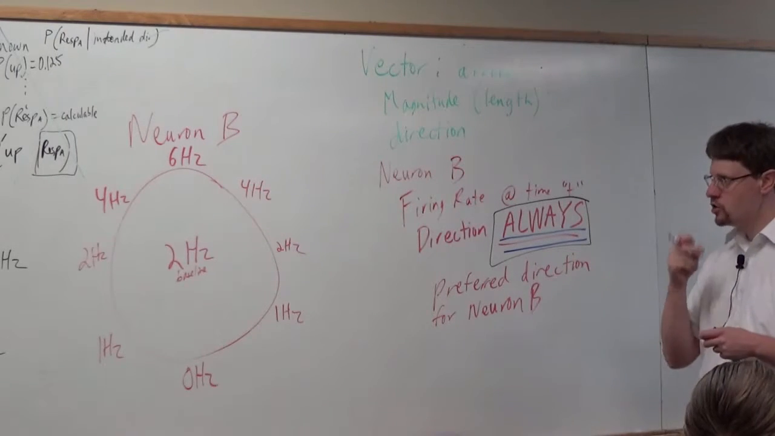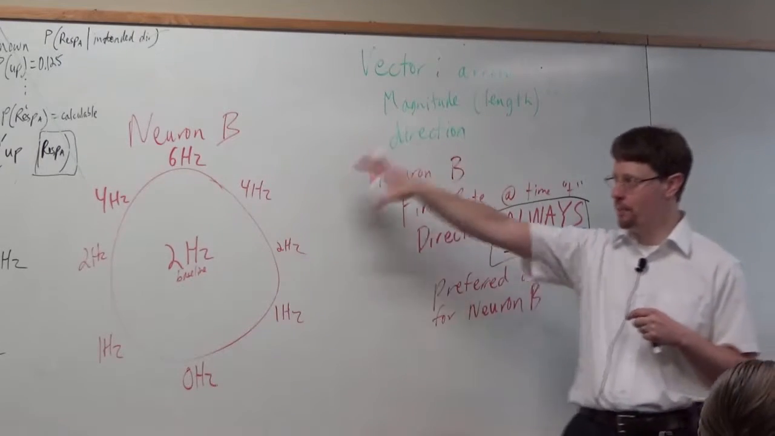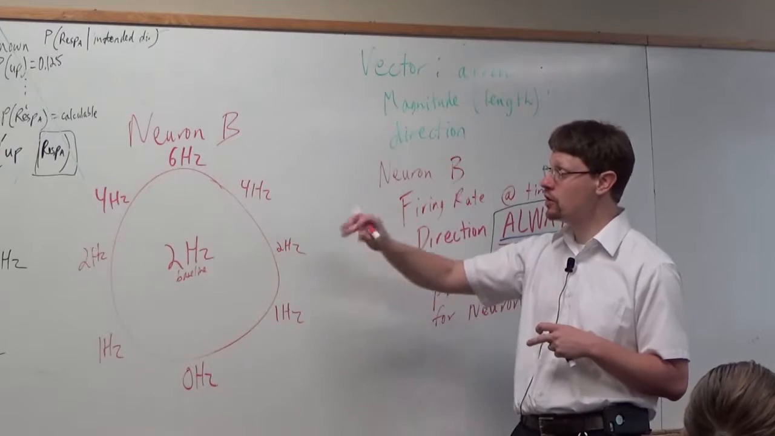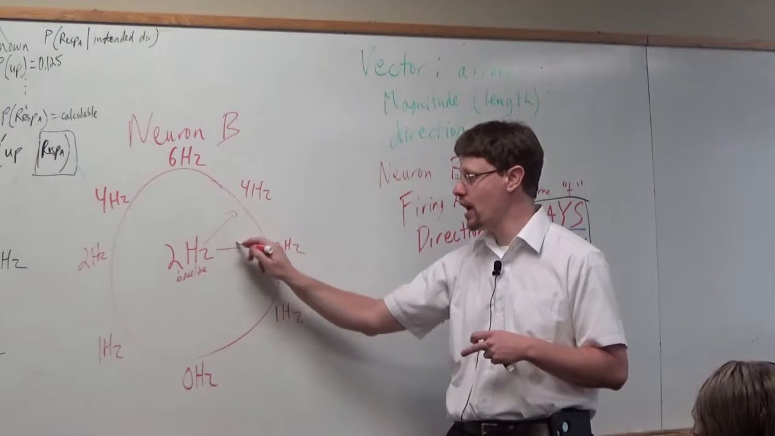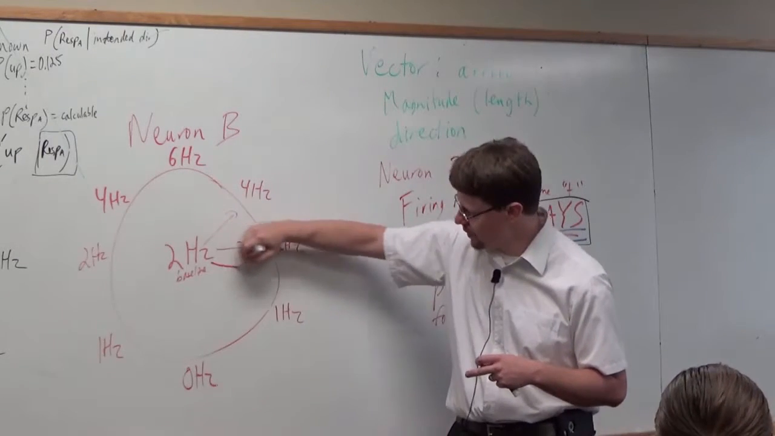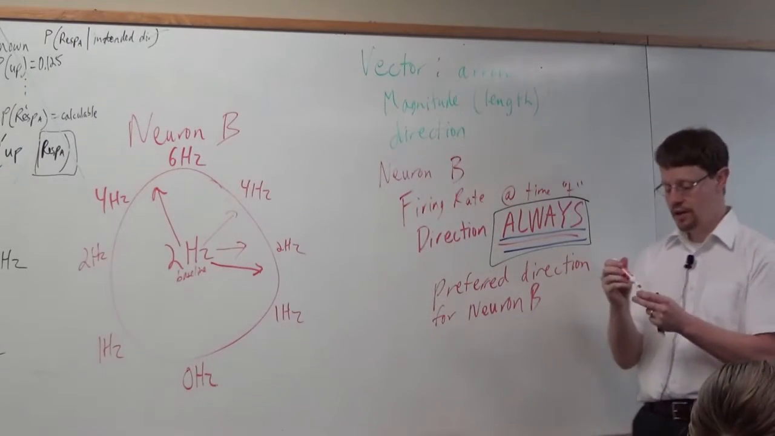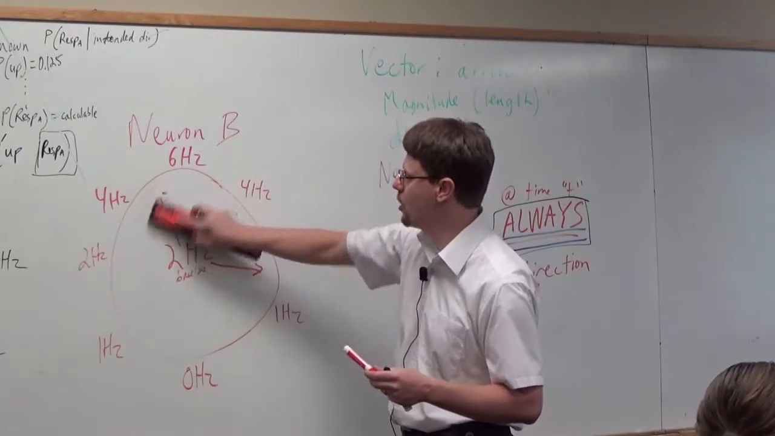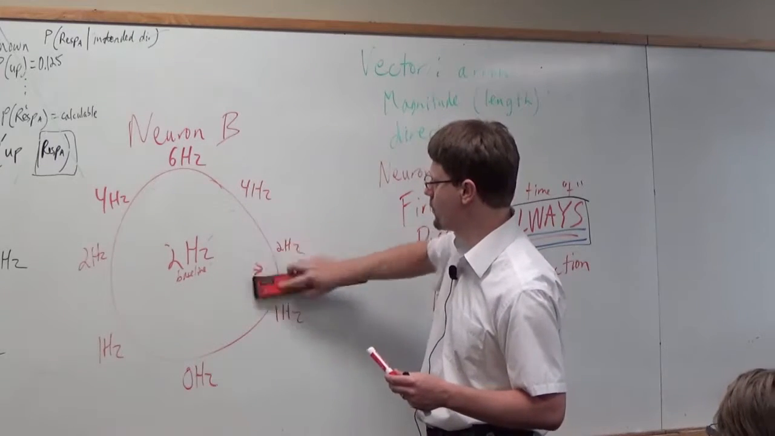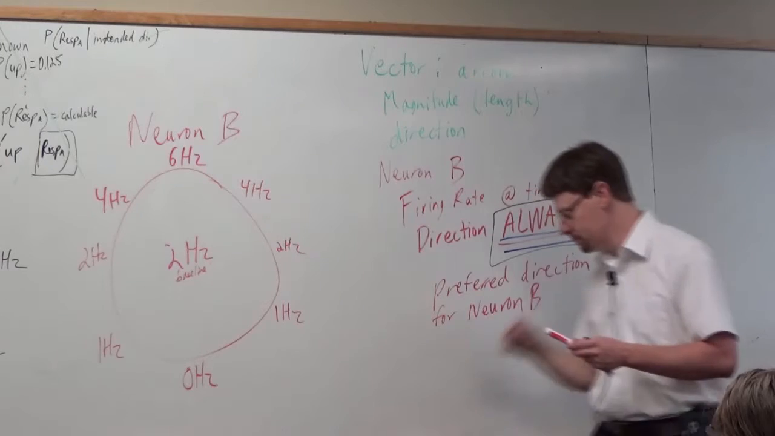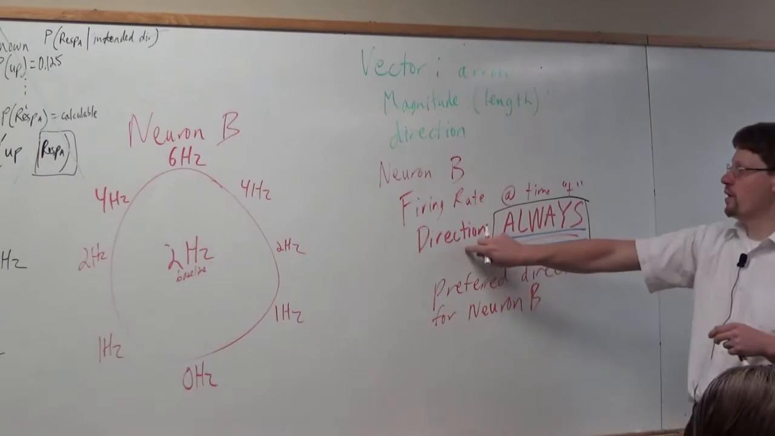Any vector I ever draw for neuron B always points up. Up is neuron B's preferred direction. I'm never going to have a red vector pointing this way, or this way, or like this. The red vectors never look like that. They are always up. That's neuron B's preferred direction. No matter what the firing rate of neuron B is, the vector points up.